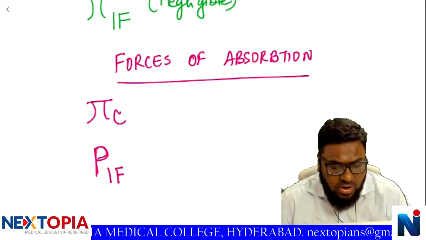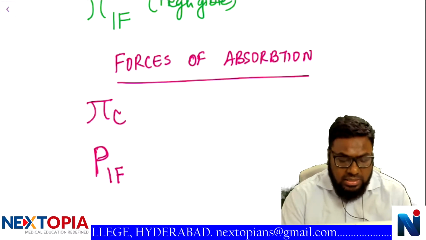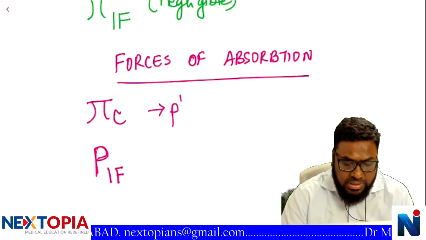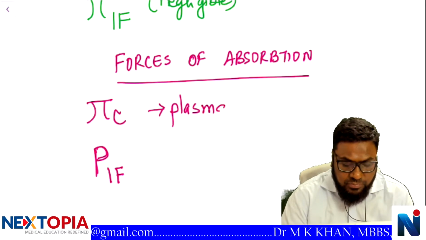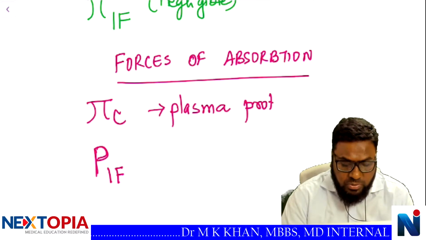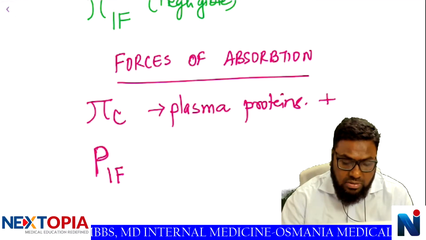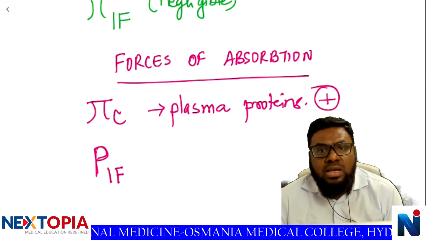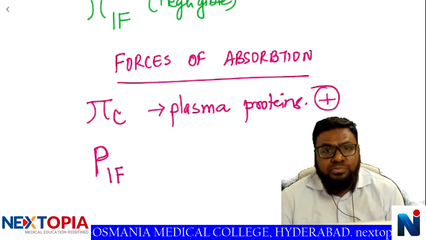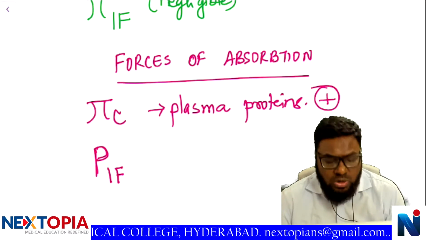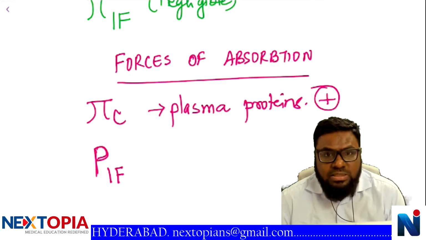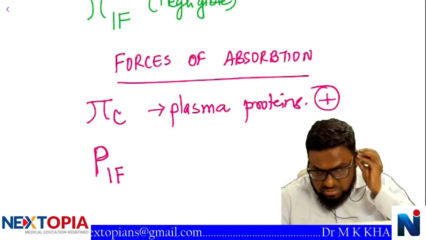So what determines the oncotic pressure of the capillaries? It is the plasma proteins which determine the oncotic pressure of the capillaries. Because a lot of plasma proteins are there, the oncotic pressure of the capillaries will usually be very high. Especially albumin is the biggest contributor of this force. Albumin is maintaining this force.